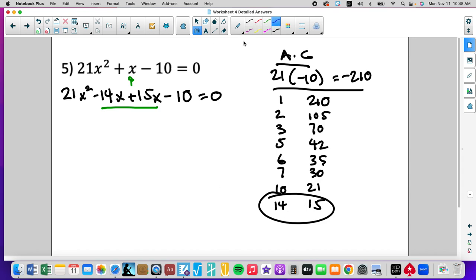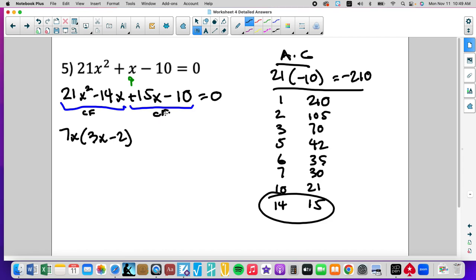So I'm going to factor by grouping. I'm going to take the first two terms and the second two terms, and I'm going to look for a common factor. What is a common factor between these? 7x. So if I factor out a 7x, I get 3x minus 2. We're okay with that, right? Look at the coefficients, 7. Look at the variables, x. Factor out a 7x, you get 3x. Factor out a 7x, you get -2.